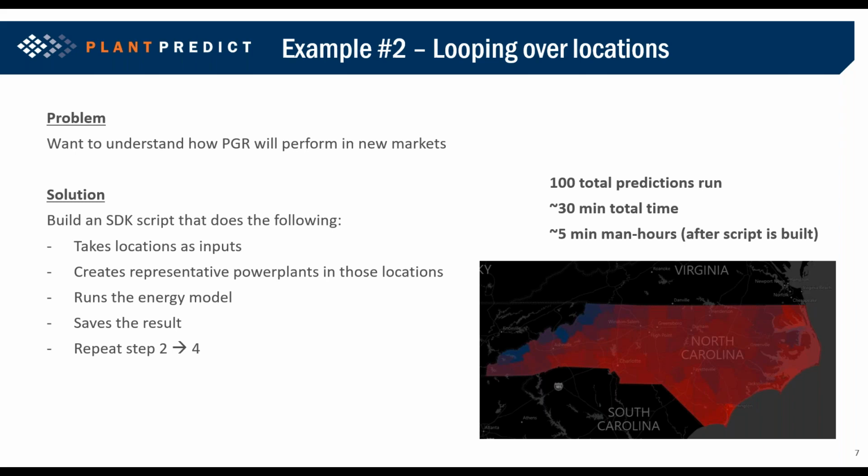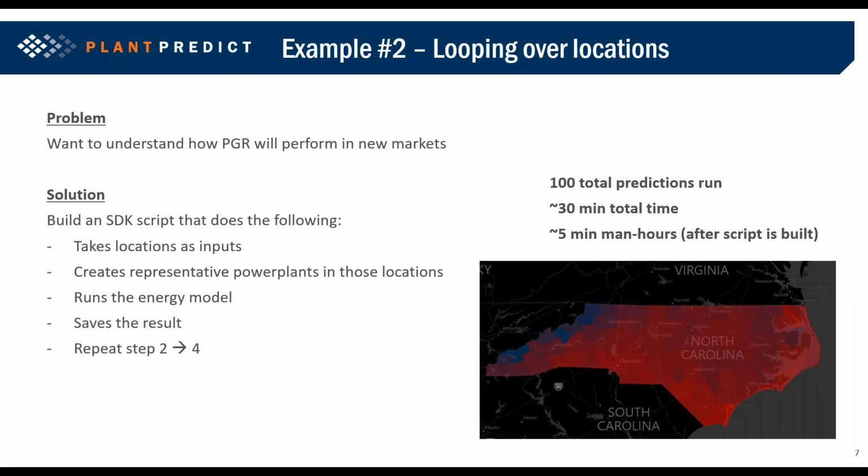The inputs that it takes are locations. In this case, it's a data set of latitudes and longitudes, which I found online, freely available to anybody. You can see in the heat map, it's on the county level. It creates representative power plants in those locations. So I worked with our teams and asked, what's the most average typical power plant that we are going to build? I ran the energy model and it saved the results.